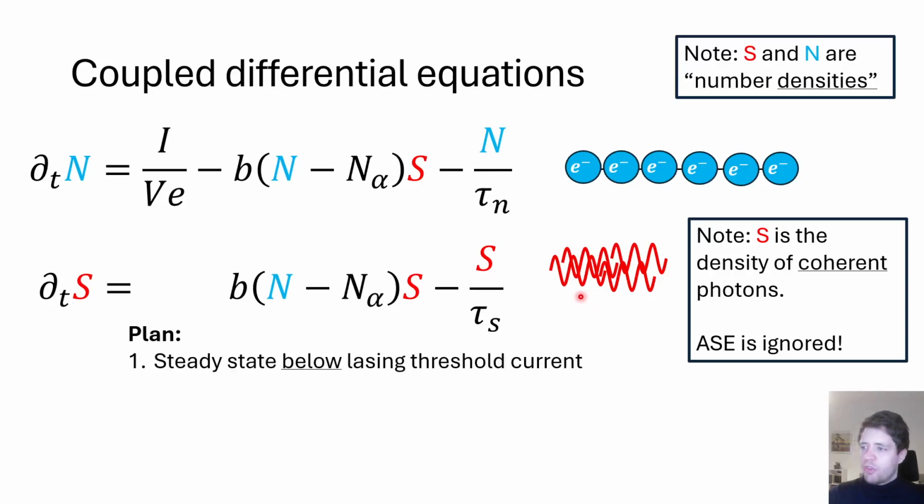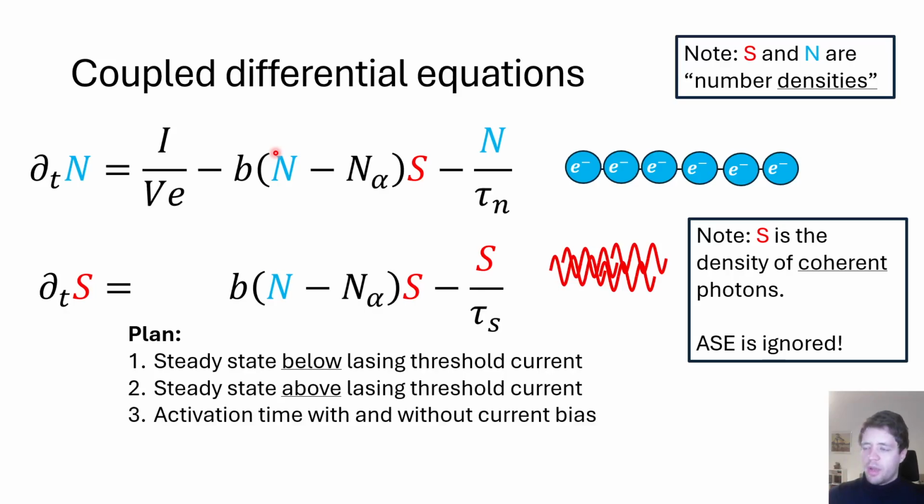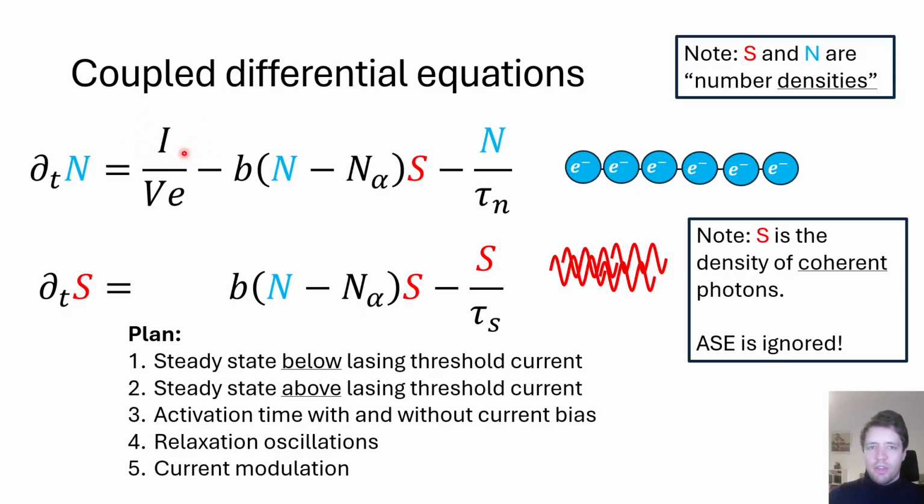Our plan now is to first analyze these two coupled differential equations below the so-called lasing threshold, and then subsequently above the lasing threshold. Next, we'll take a look at how the activation time depends on the bias current that we're selecting. And finally, we'll take a look at some relaxation oscillations and what happens when you modulate the current that you're sending into the laser diode.